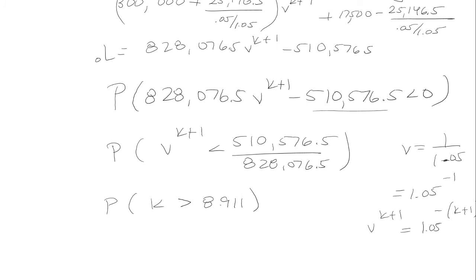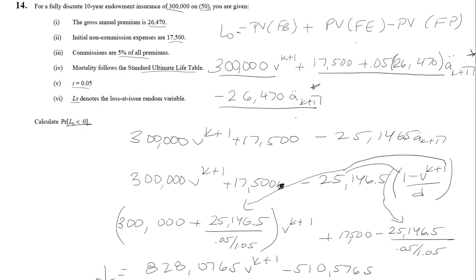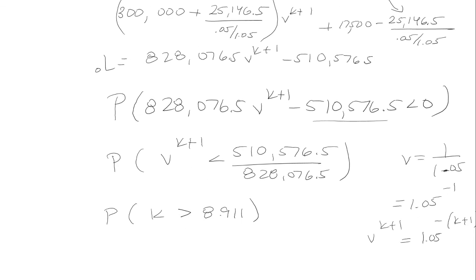So this is a curtate. k is a curtate future lifetime, as we see here. It's fully discrete, so this pays at the end of the year, and k is assumed to be an integer. If it was continuous, k could be basically a real number. But because this is an integer, it's the same thing as saying, okay, what's the probability that k is greater than or equal to 9?